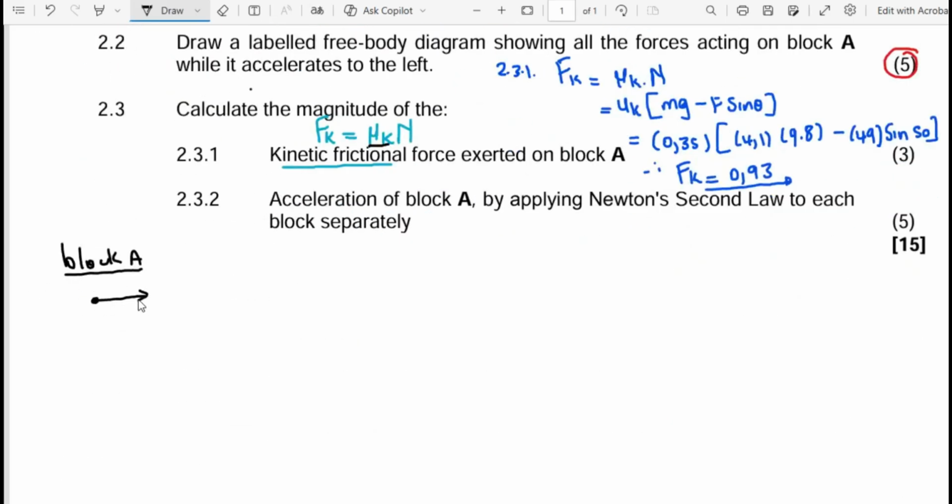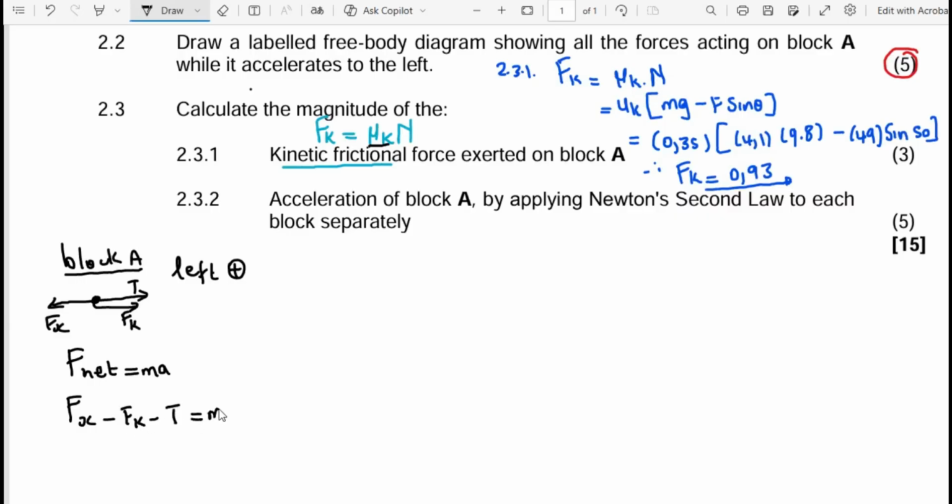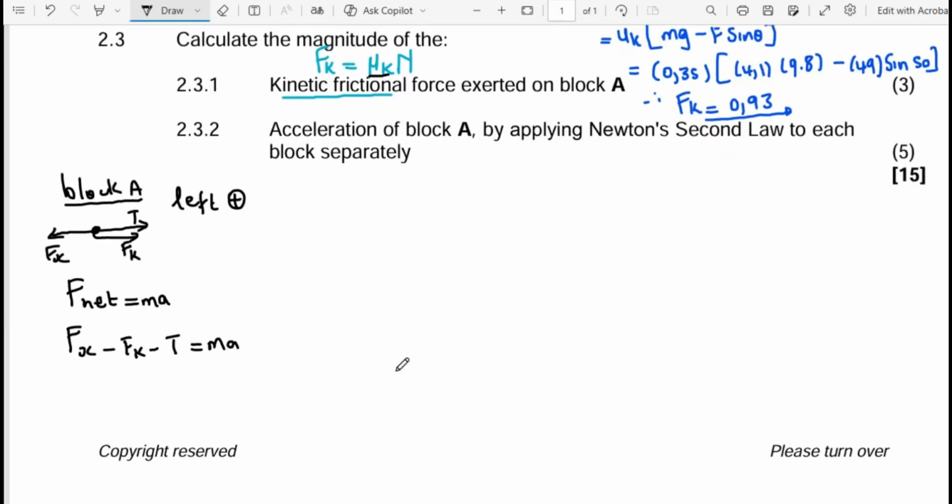The tensional force, then the Fk, then the Fx. Remember, this is going to the left. So we need to take left as positive, meaning that if we say F net equals MA, we're going to take all the forces to the left, we subtract all the forces to the right. Equate this to MA and do your substitution there.